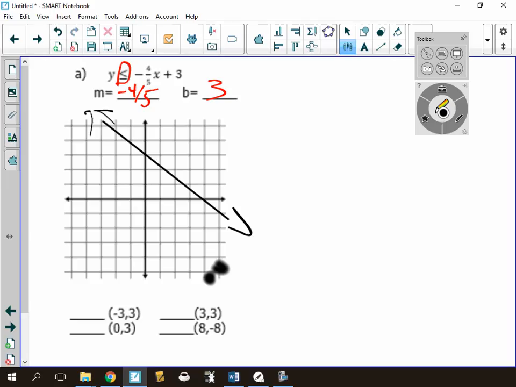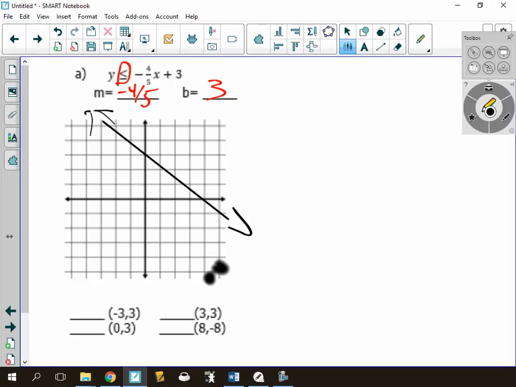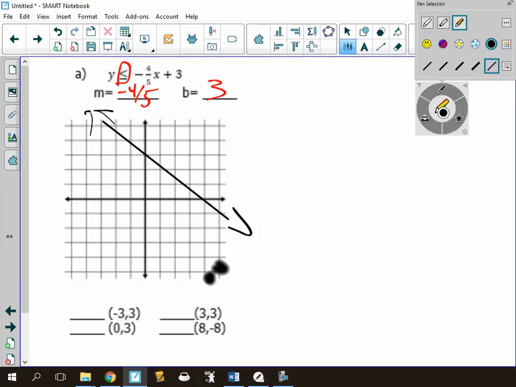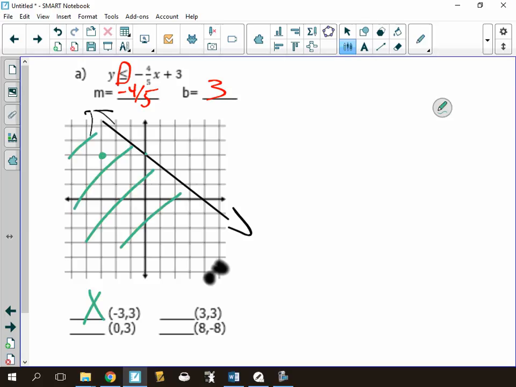So if we go back, so -3, 3 is there. That's in here in the shaded region, so that's a solution. 0, 3 is on the line. The line is solid, so that's a solution. 3, 3 is here. That is not in the shaded region. That's not a solution. 8, negative 8 is going to be down here. That will be a solution.